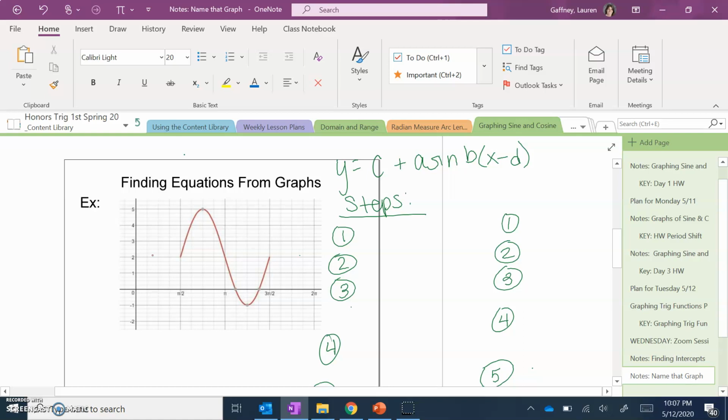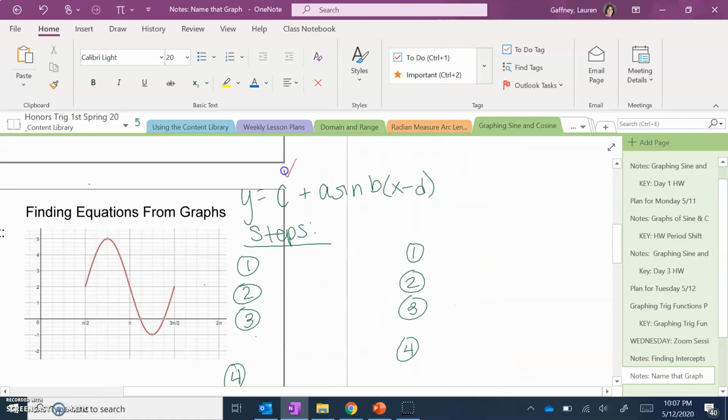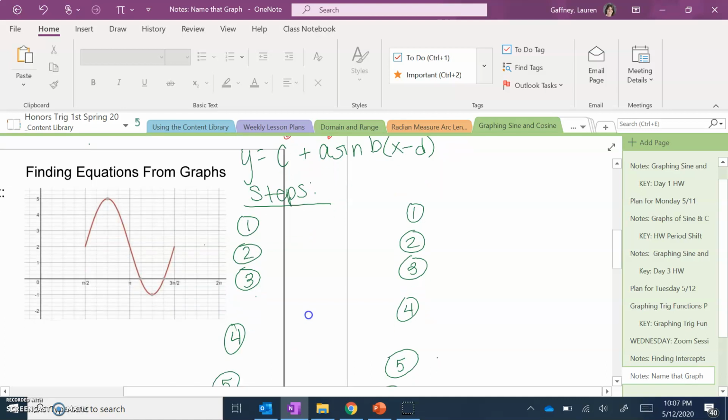Okay, so let's talk about the different pieces here. The C portion right here told us about our up or down movement, or our vertical shift. The D told us about our horizontal shift, so the right or left movement. This B dictated what happened with our period, and the A dealt with our amplitude. Okay, so we're going to start to piece this all together.